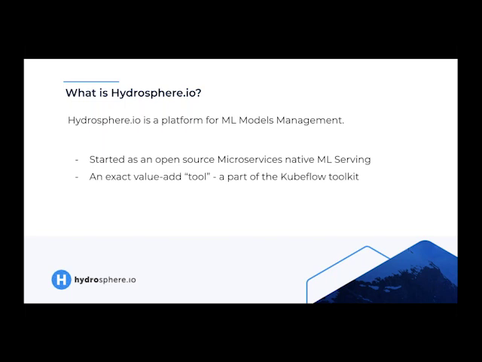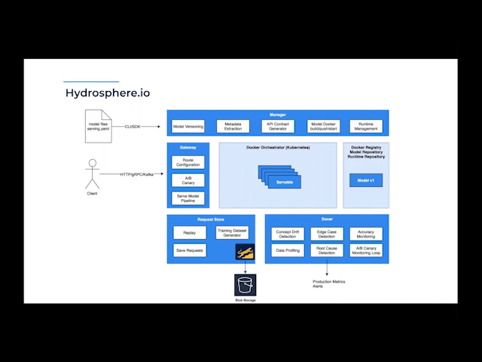In the context of this webinar, we position ourselves as an extra value-add tool that could be hooked into a Kubeflow pipeline and could be part of this Kubeflow toolkit. We cover model cataloging, deployment, inferencing, monitoring, and maintenance steps. So we can use them as an API to trigger it from the Kubeflow pipelines.